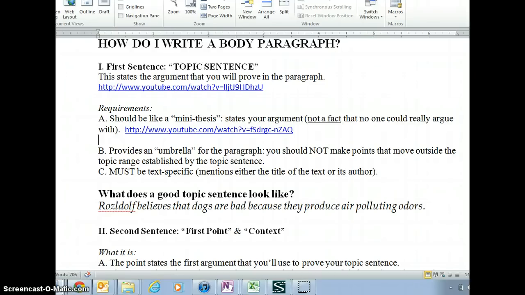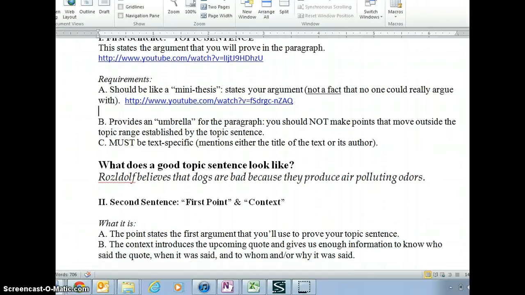Finally, the topic sentence must be text specific. It should either mention the title of the text or its author. So for Gilgamesh, really, you just have to use the title because we don't have a designated author. We have a translator. Here's an example of a topic sentence that would work. Roseldorf believes that dogs are bad because they produce air-polluting odors.